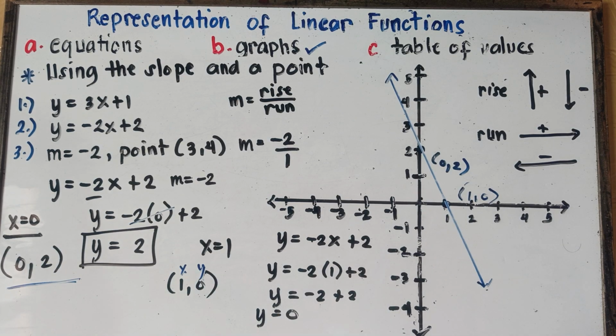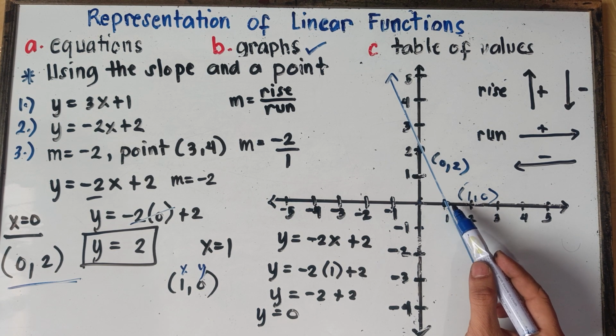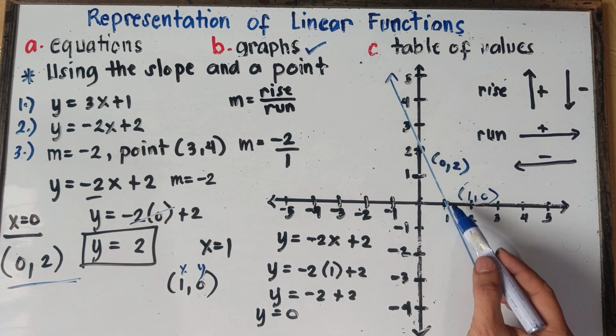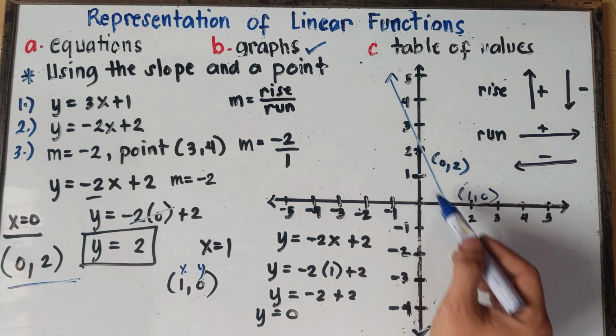Where's that, class? x is positive 1 and then y is 0. This one right here. As you can see, class, you will pass on the straight line. Right?